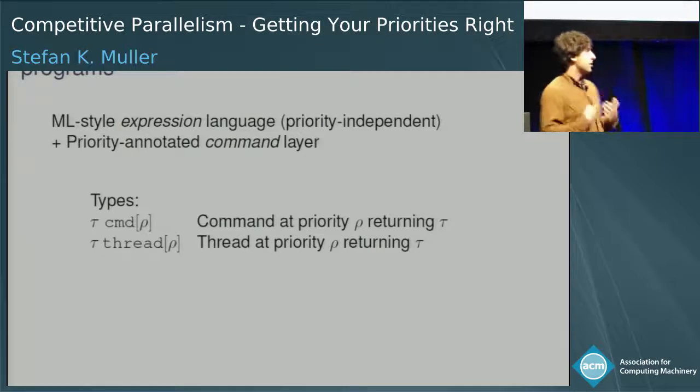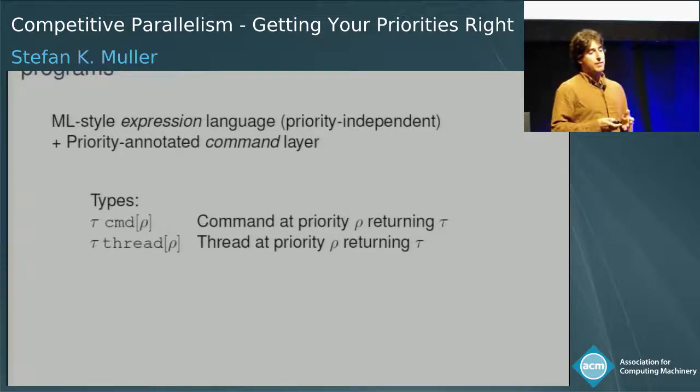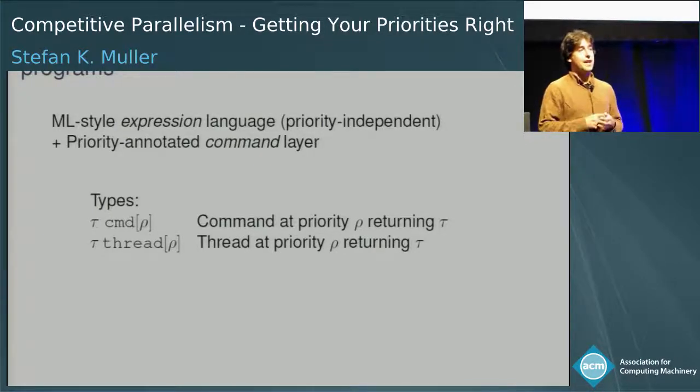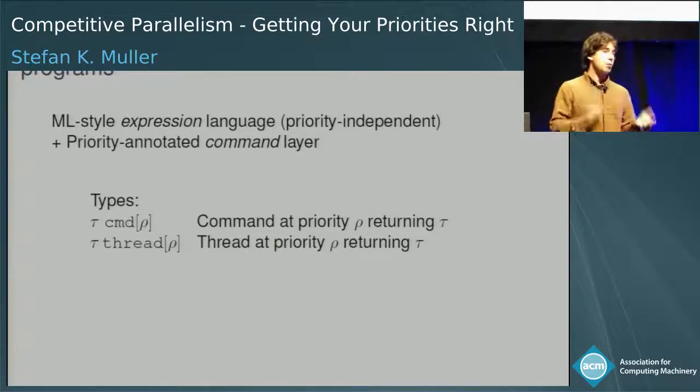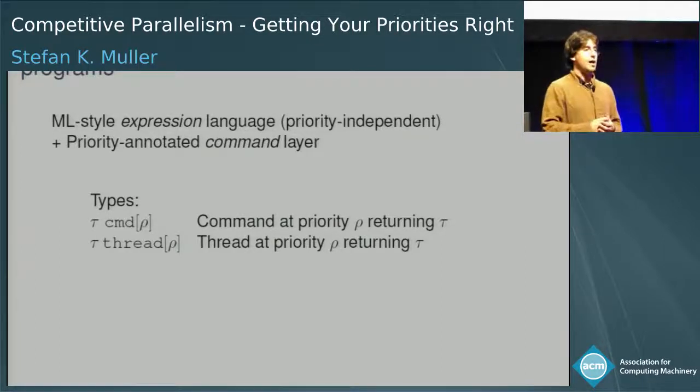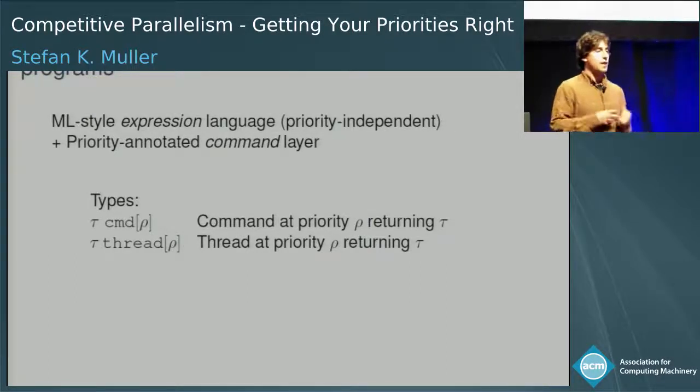So we have a couple of additional types on top of the normal types of standard ML. We have a type of encapsulated commands, which are annotated both with the type that they return and the priority that they run at. Same thing, threads are first class. There's a type of threads annotated both with the type that the thread returns and the priority that it runs at. So here the type of the return value is tau, and the priority is rho.